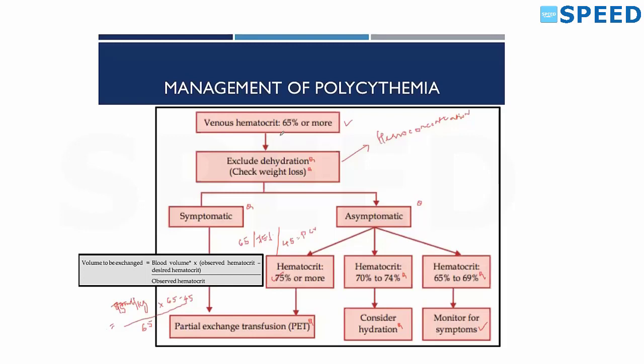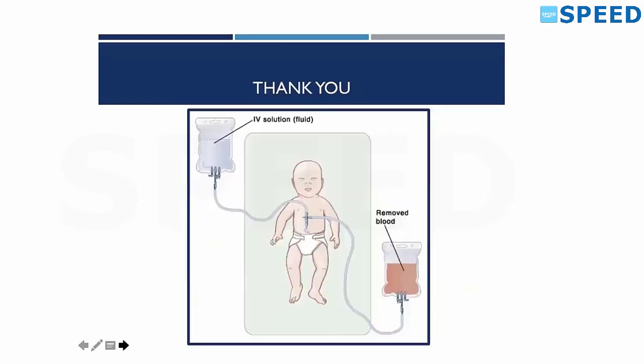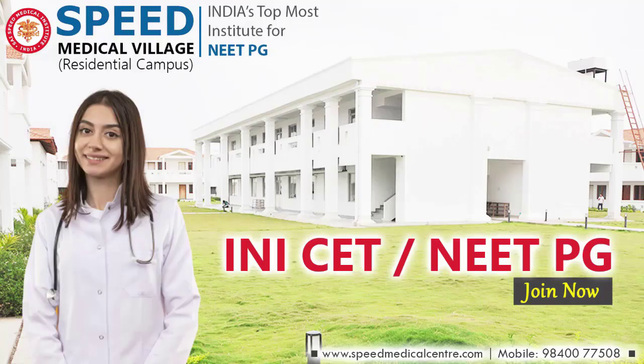So here we complete the topic of polycythemia. I hope you have understood the topic of polycythemia. We have discussed the various aspects of polycythemia right away from the definition, the etiology, the clinical presentation, where we have to routinely screen the patients for neonatal polycythemia, and what are the manifestations of polycythemia, and also we have touched upon how to manage a case of polycythemia. This is it, and see you next time.